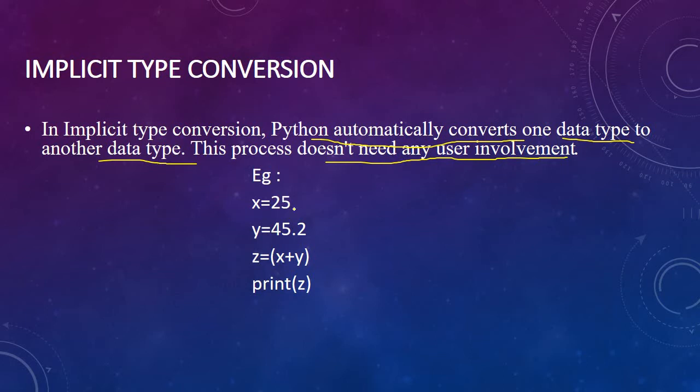For example, x is equal to 25, y is equal to 45.2. Then we are going to add these two numbers. Here we do not need to explicitly specify the data type, which is implicit type conversion.